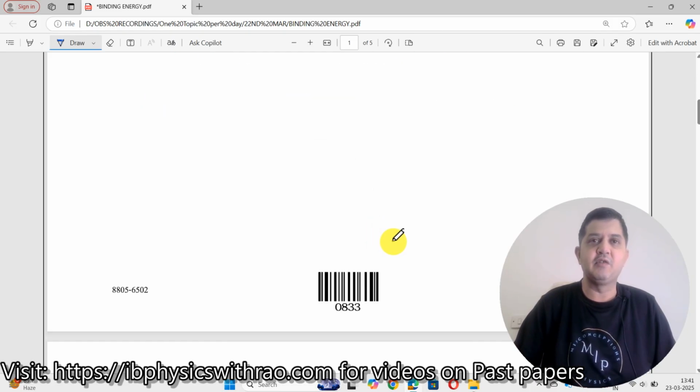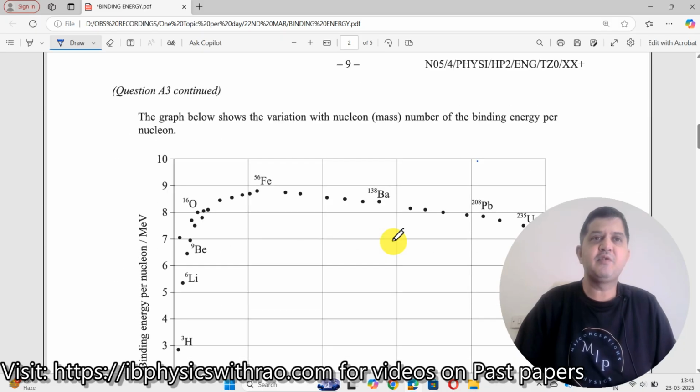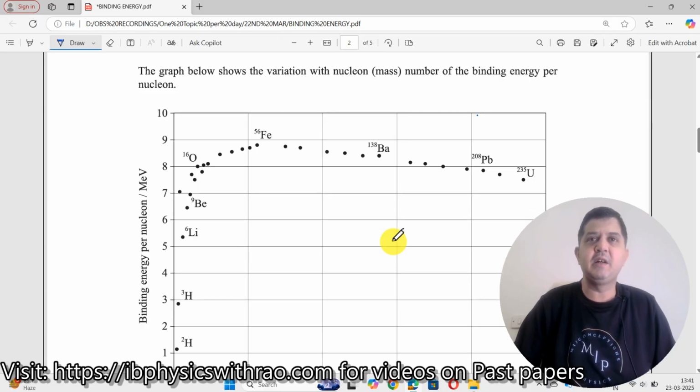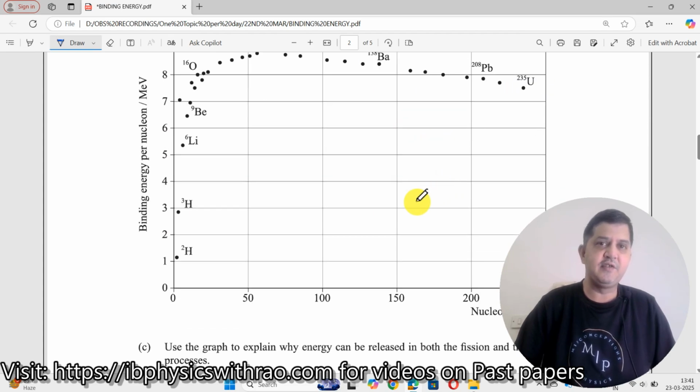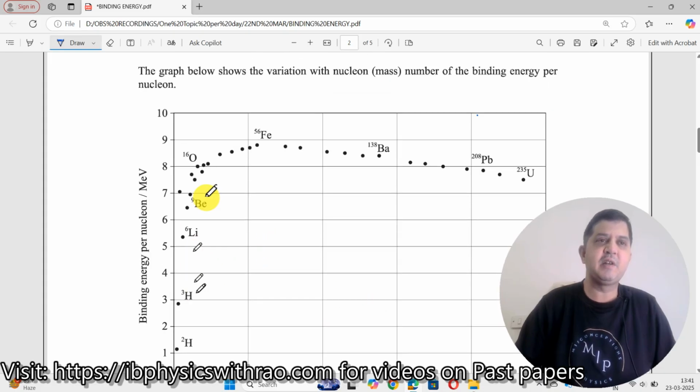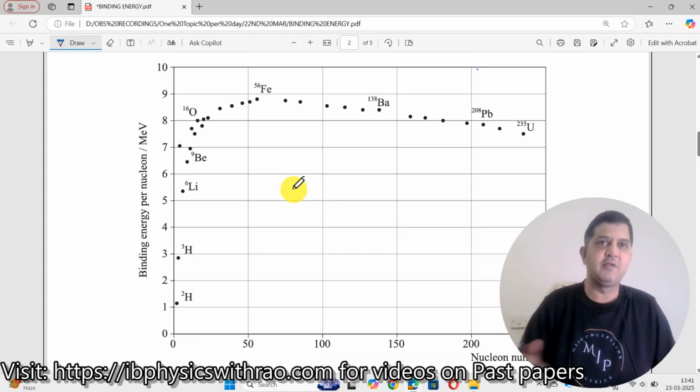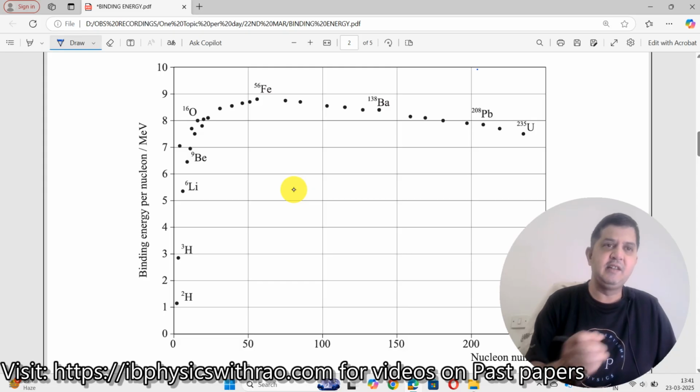Now let us move on to the next one. The graph shows the variation with nucleon number of the binding energy per nucleon. It is a graph of nucleon number, which is the mass number, versus binding energy per nucleon. This is a very famous graph. Many people would have studied this in many places, but let us understand how to solve this one here.